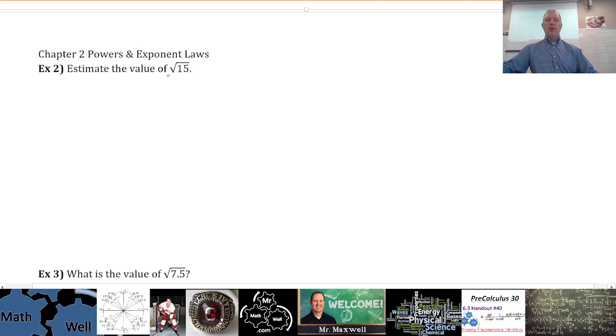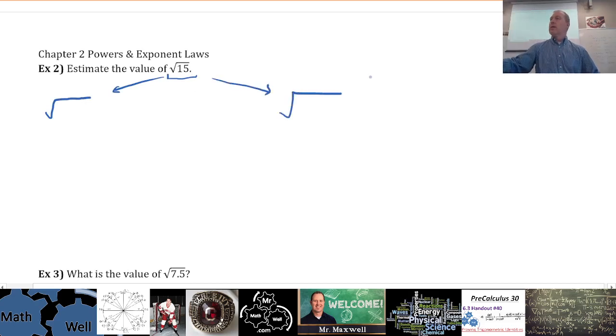What are our benchmarks here? That is, what square root would be just under 15, and what square root would be just over 15? Square root of 9. Okay, just under, so again, we're looking for perfect squares that are just less than 15, and you said 9, so the square root of 9 would be less than 15. That's the benchmark that we know about.